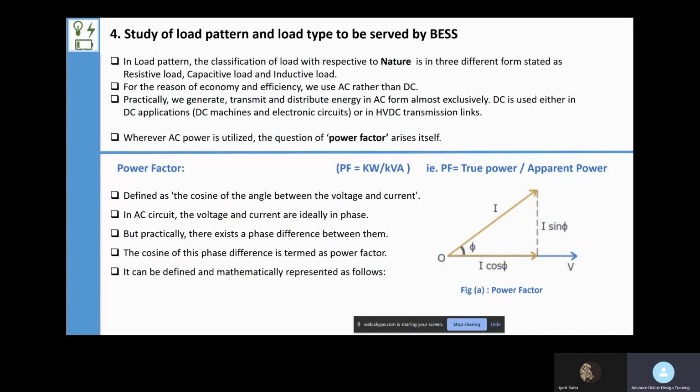Detailed study about the load pattern, and what type of load is to be served by battery energy systems. Now, what is meant by load? Load is any kind of electrical equipment or mechanical equipment which will run upon electricity. In that, there are three major classifications: one is resistive, second capacitive, and third inductive load, right?